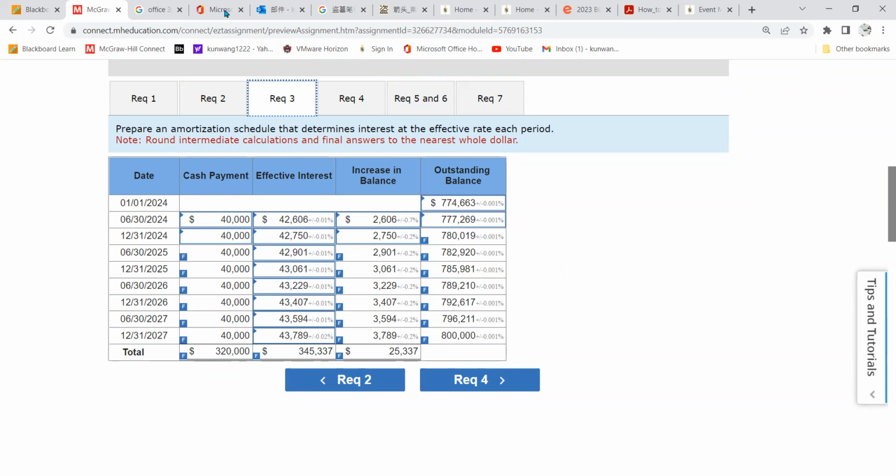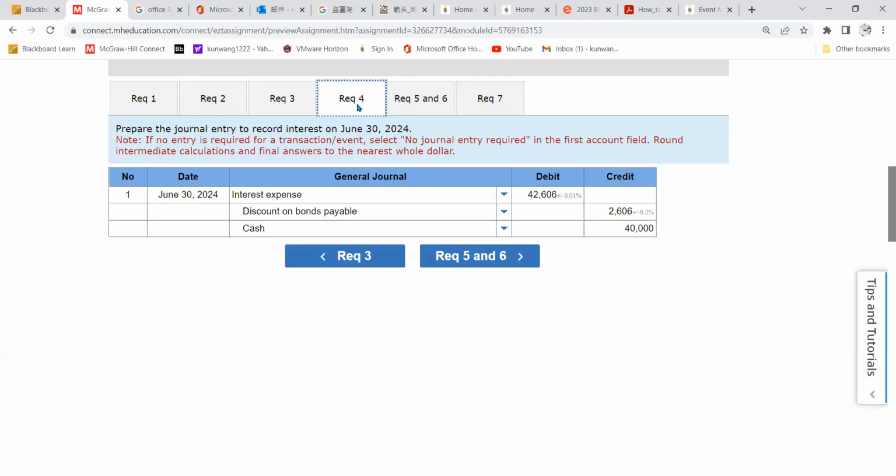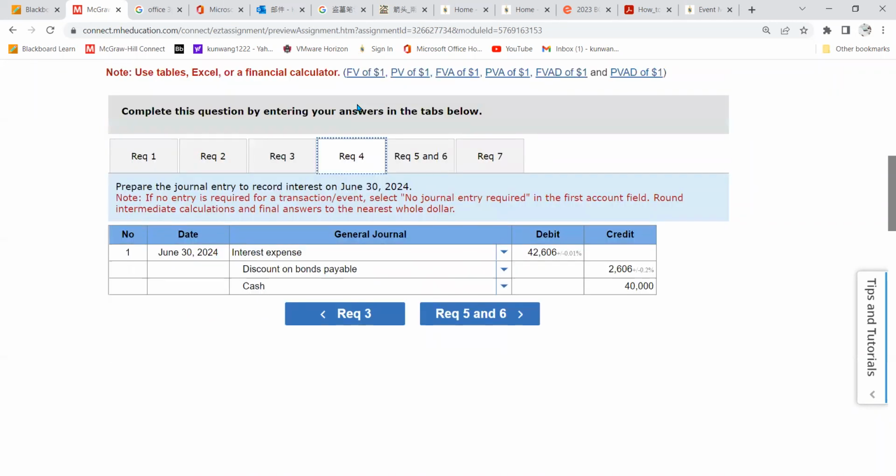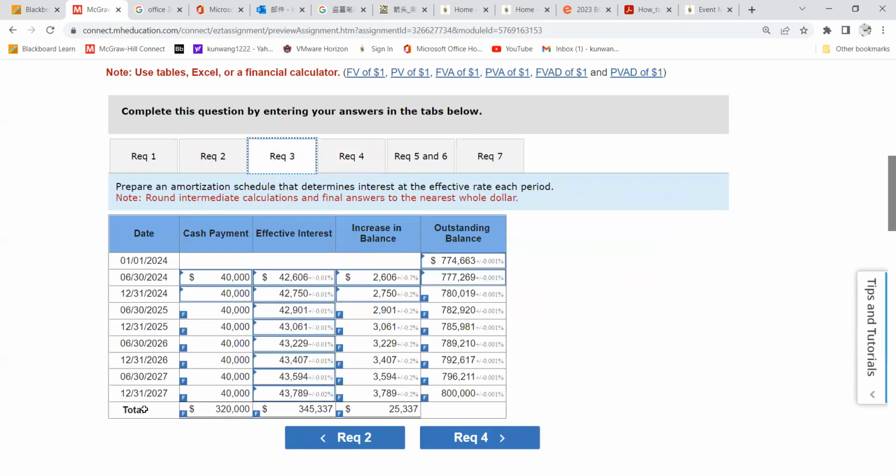Any question so far? No. Okay, yeah. So requirement 4 is again, the learning point for this is making journal entry for the interest date. Okay, you can expand this.